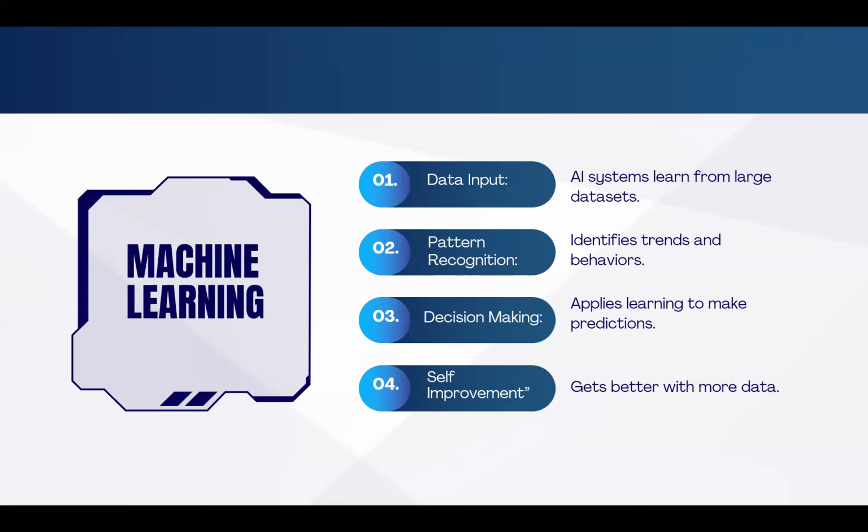Last but not the least, as we know, self improvement is a very important task. It gets better with more data. So the more data you provide, the more refining of the things will happen, and the more efficiently machine learning will work for you. So whenever anyone asks you, tell me what are the parameters you need to take care of when you are training a machine, there are four things. One is data input, next one is pattern recognition, next one is decision making, and last but not the least is self improvement.